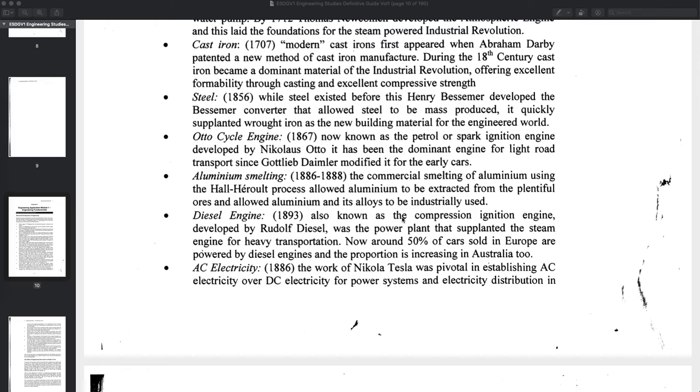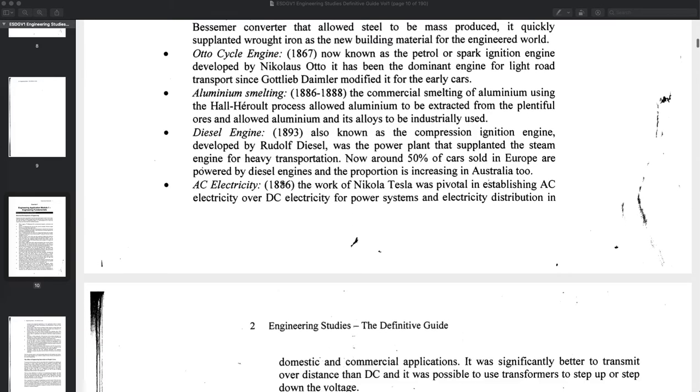Okay, so then we have the internal combustion engine, the Otto cycle engine. We have aluminium. So aluminium was so expensive when it was first used that the French nobility, well, probably didn't throw out their gold, but they replaced their gold cutlery with aluminium cutlery because it was that expensive and desirable. We have developments on the engine.